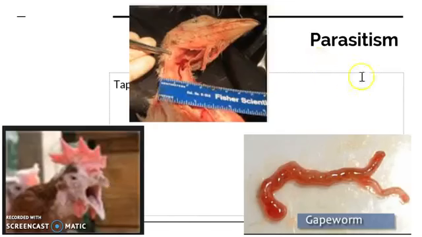Don't forget, parasitism is a symbiotic relationship in which one organism is benefited and the other one is harmed. This is not the same as a predator-prey relationship, right? A gapeworm is not eating a turkey, right? A gapeworm is using the turkey as a host, and the turkey is being harmed. It's not going to end up eating it. It's not like, gapeworm, I love turkeys for dinner. So just be sure that you're using the right things for parasitism.